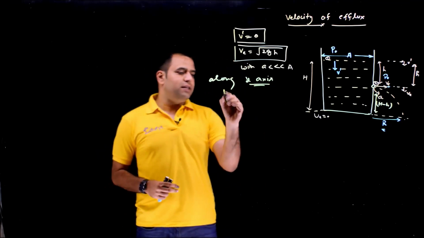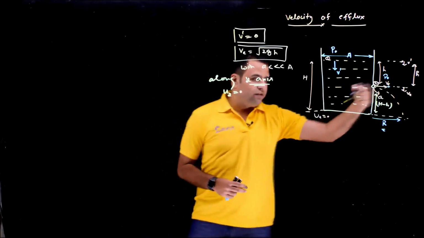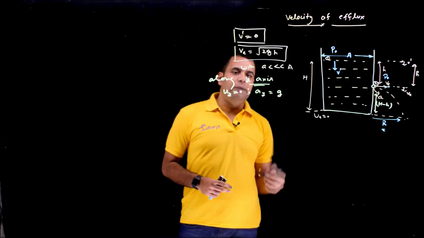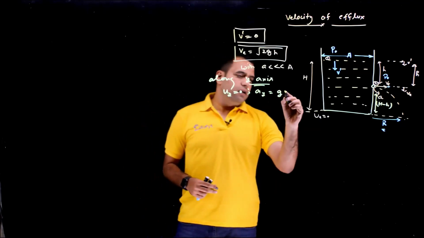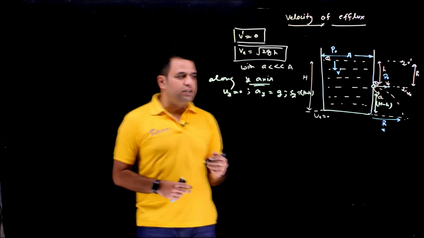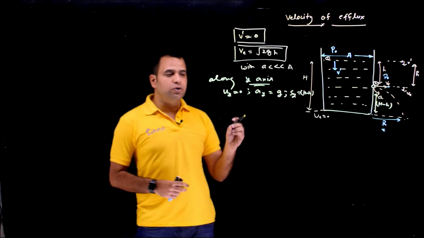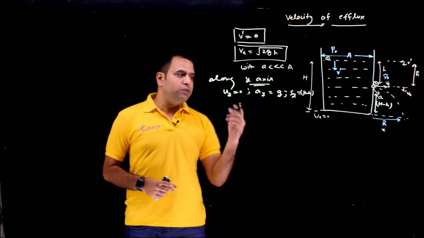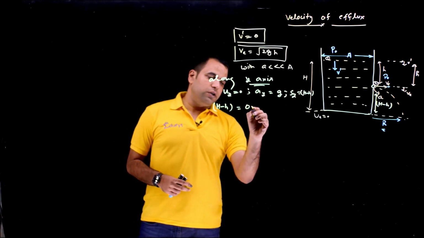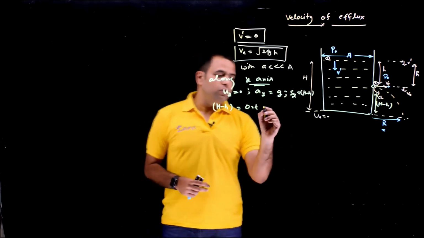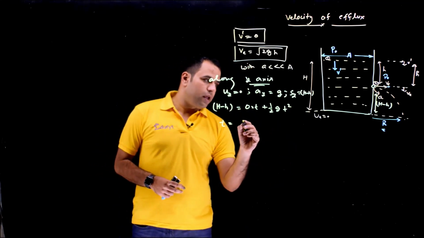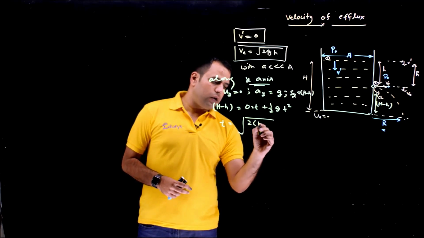If I solve along the y-axis, the initial velocity along the y-axis is 0 because this v is along horizontal. The acceleration along the y-axis is g, downward. I am taking downward as positive, and the displacement along the y-axis will be capital H minus small h. So we will use the second kinematical equation, Sy is equals to uyt plus half ayt square. Putting the values, capital H minus small h is equals to 0 into time taken by the liquid to go down, plus half g t square. So the value of t will be under root of 2 capital H minus small h divided by g.